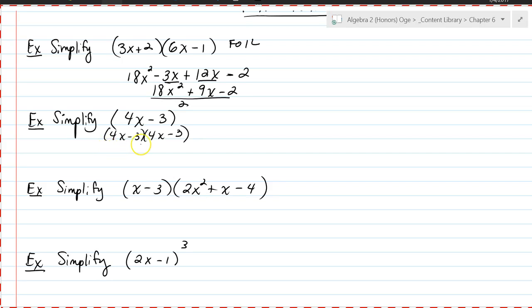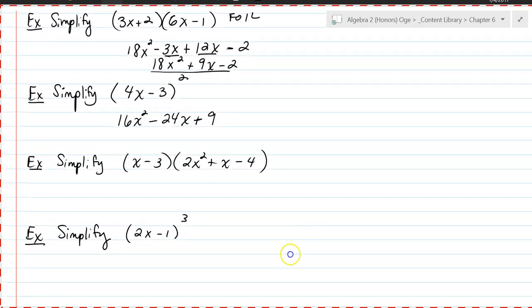Or we could remember the shortcut. The shortcut would be to square the first term, 16x squared, multiply the two terms together, and then double it. So multiply the two terms together, that would be negative 12x, double it to get negative 24x, and then square the last term. Negative 3 squared would be 9. Okay, so that's a review for sure.